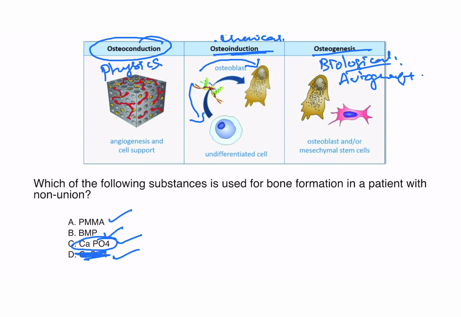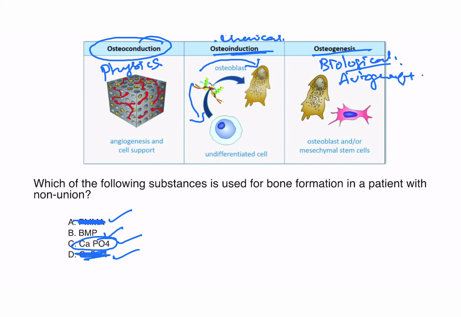So which of the following substances is used for bone formation in a patient with non-union? PMMA is a bone cement. I won't say that as a graft in any way, except it can give some structural integrity. It is neither providing any scaffold for a new bone to go across them. So it does not have any conduction, induction, or genetic potential in it. So I would right away rule out that option.